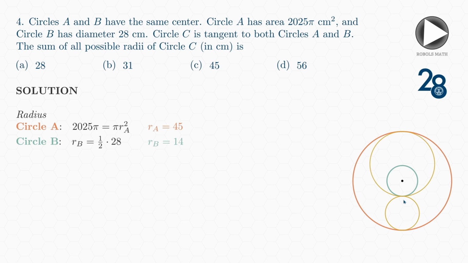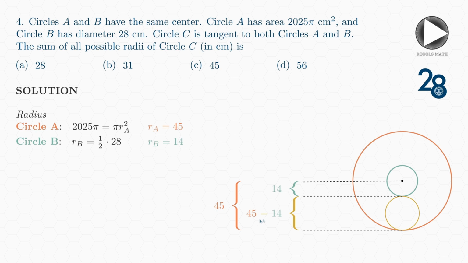Okay, let's examine first the smaller one. Let's determine its radius. Note that the distance from the center to the bottom of this length right here should be equal to the radius of circle A, which we know to be 45. And then we can split that distance into two. The first one is this space right here, which should be equal to the radius of circle B, which is 14. So the other distance should be 45 minus 14, right?